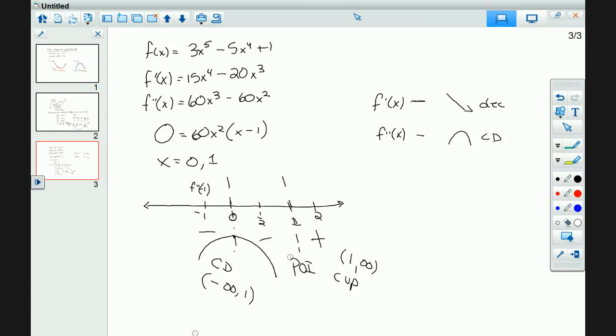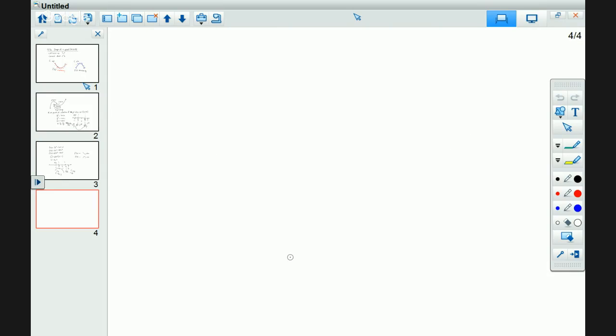All right, let's do one more. Oh, let's do a case where the second derivative doesn't exist. Saucy. You betcha. This is awesome. Okay.